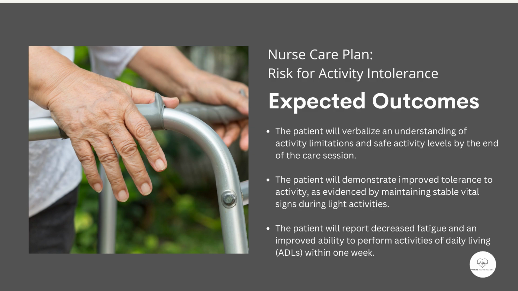Expected outcomes. The nurse's goal is to help patients achieve measurable and realistic outcomes, such as the patient will verbalize an understanding of activity limitations and safe activity levels by the end of the care session. The patient will demonstrate improved tolerance to activity, as evidenced by maintaining stable vital signs during light activities. The patient will report decreased fatigue and an improved ability to perform activities of daily living within 1 week.